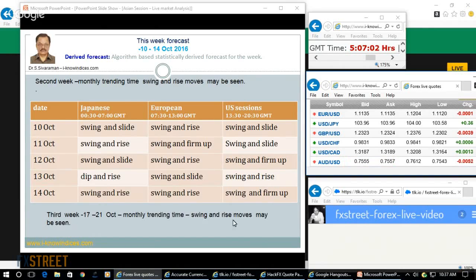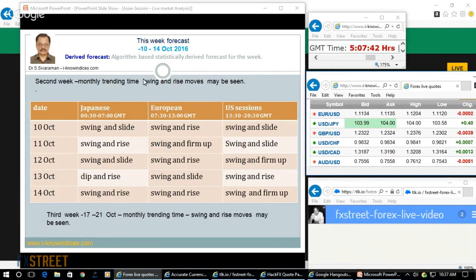So this way, they are expected to gain the level slowly after accumulating buy positions. Then afterwards, next week, we'll come across the monthly trending time, and then the market will all show the contrarian move. The USD weakening move will be done by the denominator, and USD gaining move done by the numerator. Or the USD weakening move by the numerator, and USD gaining move by the denominator, like USD yen, USD CHF, and USD CAD. So that sort of moves they are expected to make during this week and the next week.